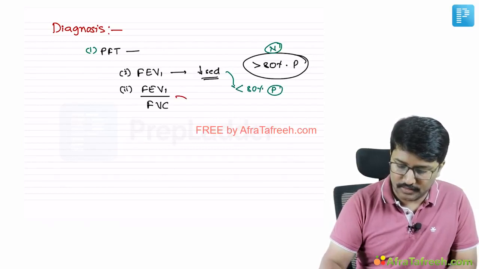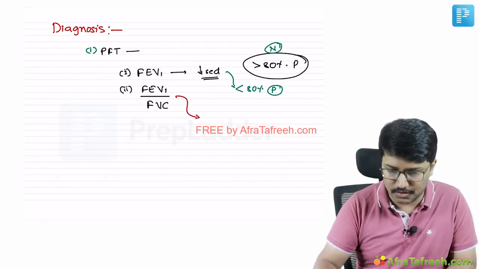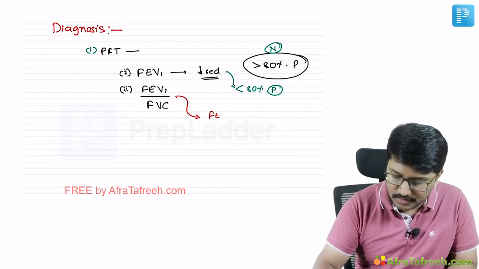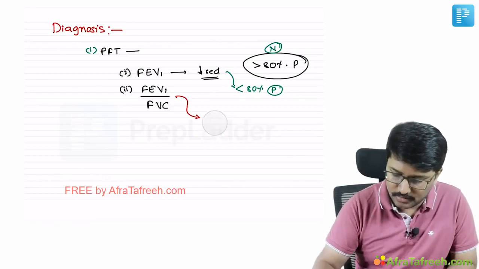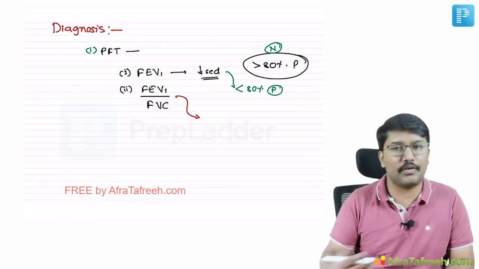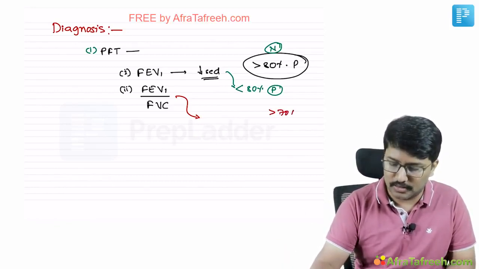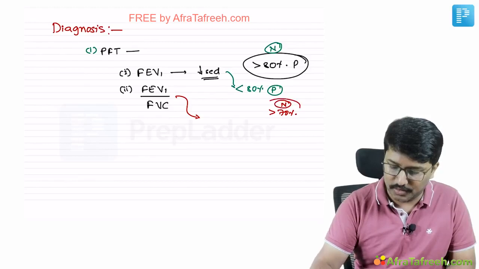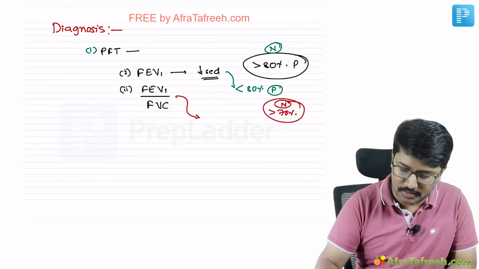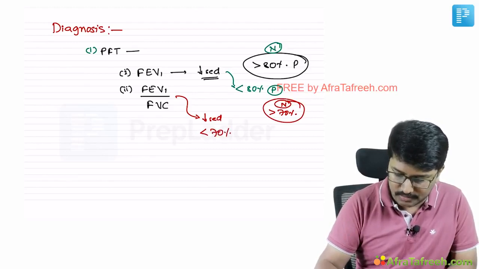Okay. Now, when you look at the FEV1 by FVC ratio, normally in normal individuals and those who do not have an obstructive lung disease, it will be more than 70%, right? So that's the normal, more than 70%. In COPD patients, it will again be reduced, so it's likely to be less than 70%.